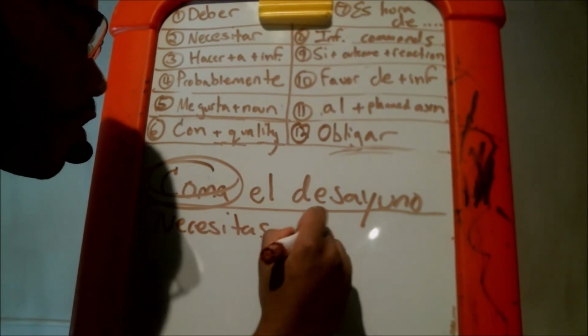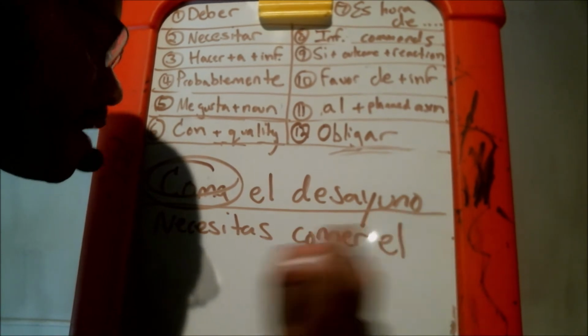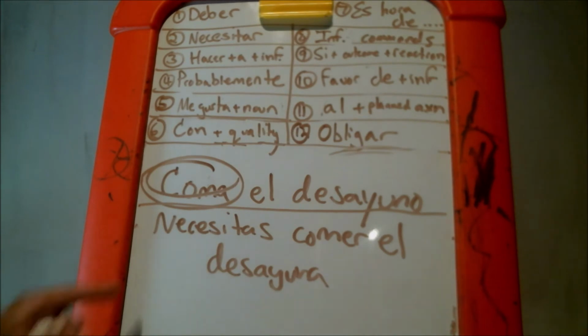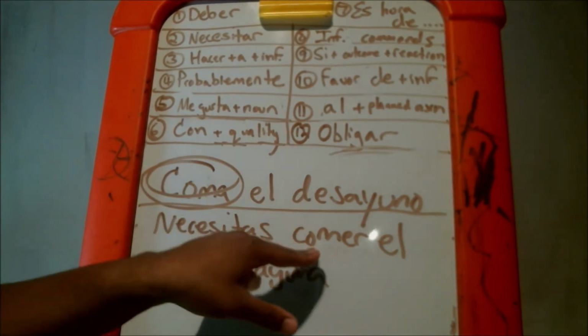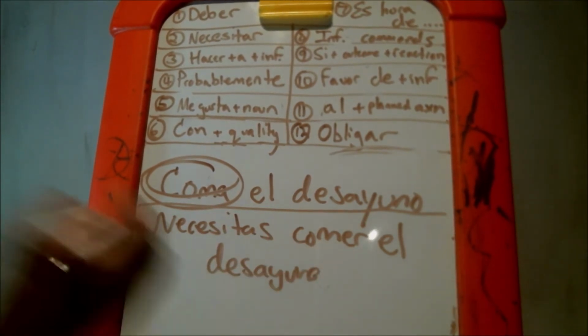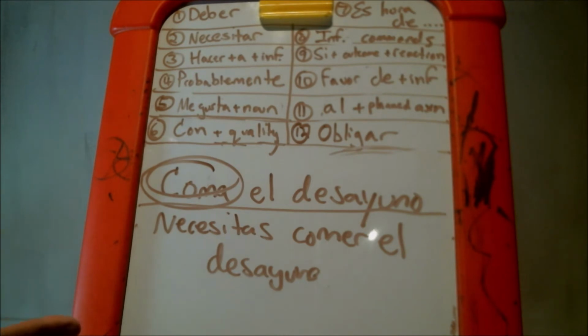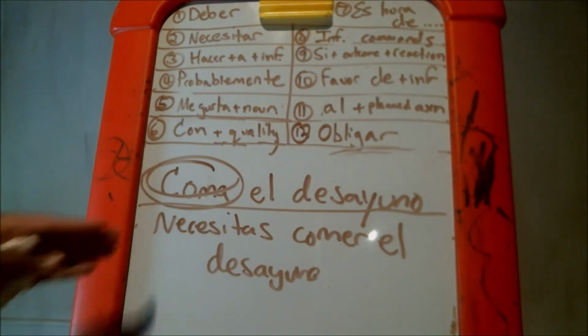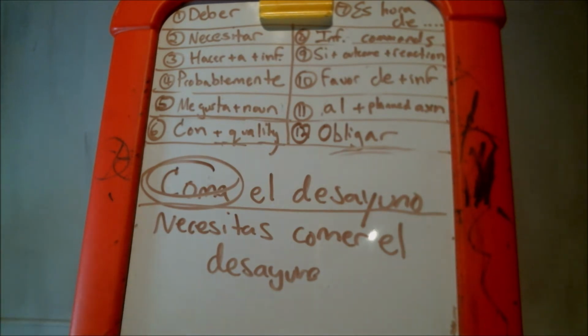Necesitas comer el desayuno. Now here, when we say necesitas comer el desayuno, we're saying you need to eat breakfast, okay? That's supposed to be an O. My O's are really sloppy. You need to eat breakfast. Now, this doesn't have the exact same force as a command where I'm sort of putting the stress on it or the emphasis, but I'm still getting the point across. I'm still expressing my desire that you do something.